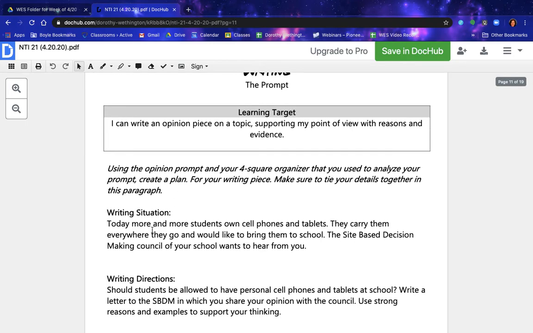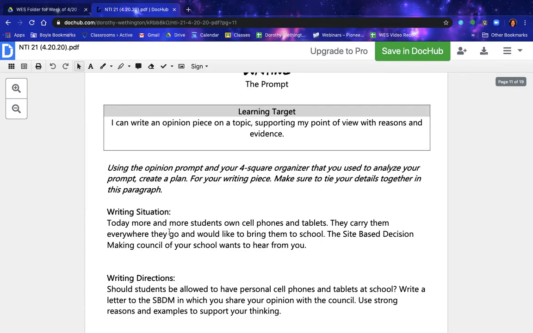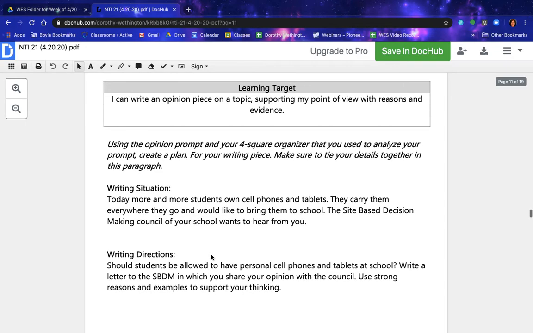Writing situation. Today, more and more students own cell phones and tablets. They carry them everywhere they go and would like to bring them to school. The Site-Based Decision-Making Council of your school wants to hear from you.